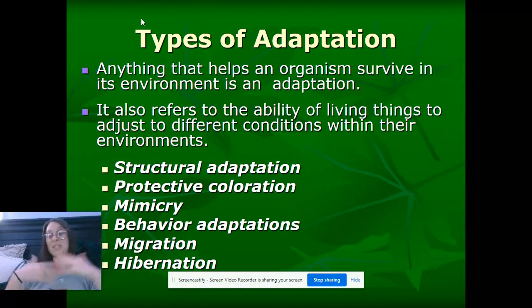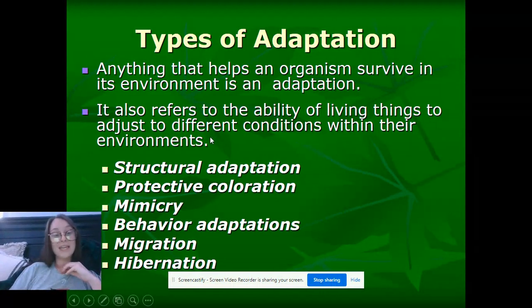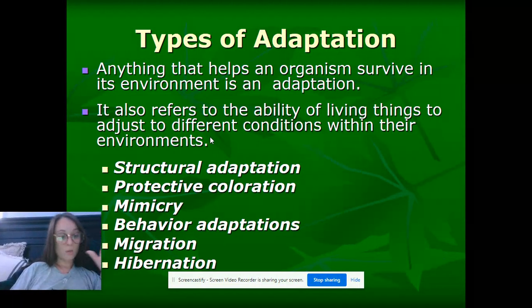An organism is just like a living thing. It also refers to the ability of living things to adjust to different conditions within the environment. And so these are going to be some of the things that we're talking about. Well, now let's talk about what are the different types of adaptations? What are the different changes in different animals that help them survive?